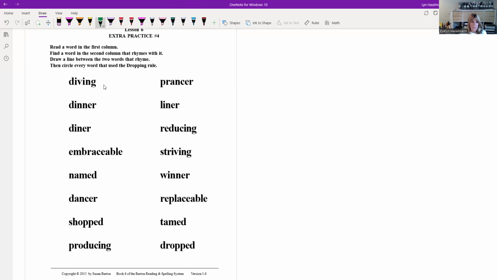Okay, next one, read a word in the first column, find a word in the second column that rhymes with it, and draw lines. So we're going to go diving and striving, dinner and winner, diner and liner, embraceable, replaceable, named, tamed, dancer and prancer, shopped and dropped, and producing and reducing.